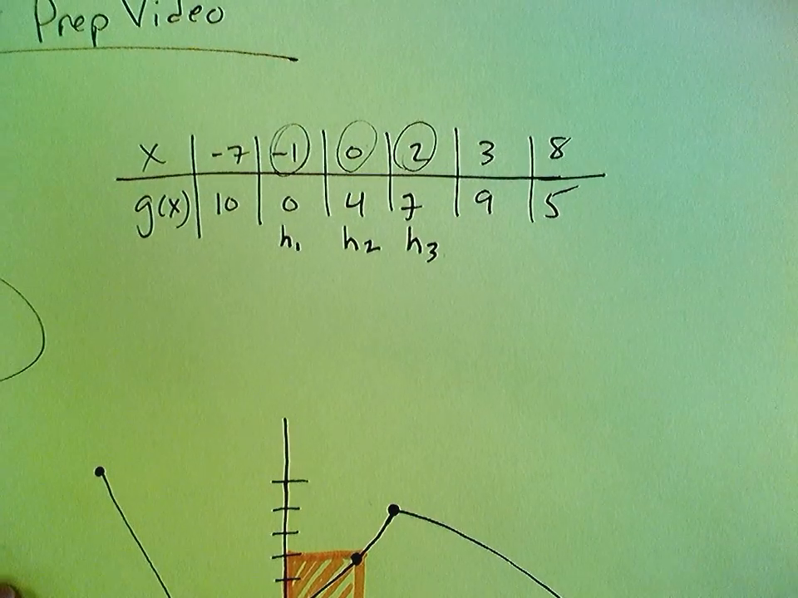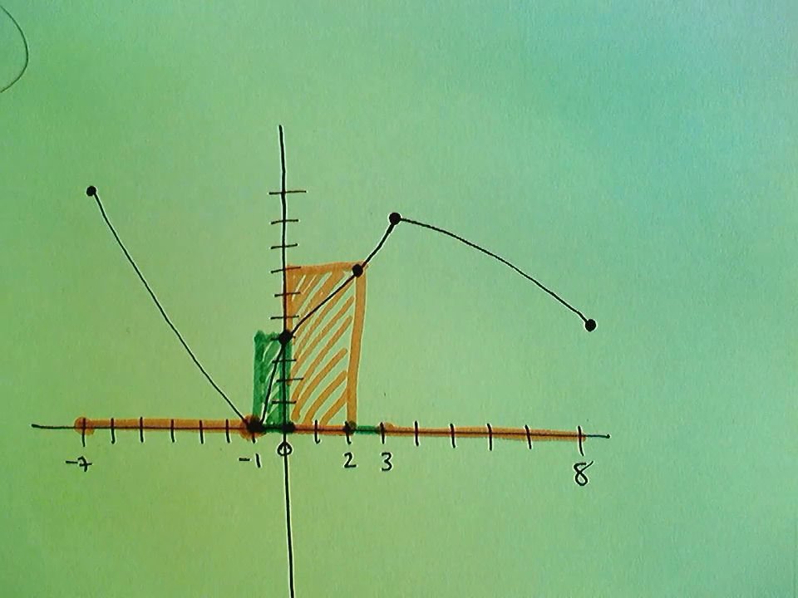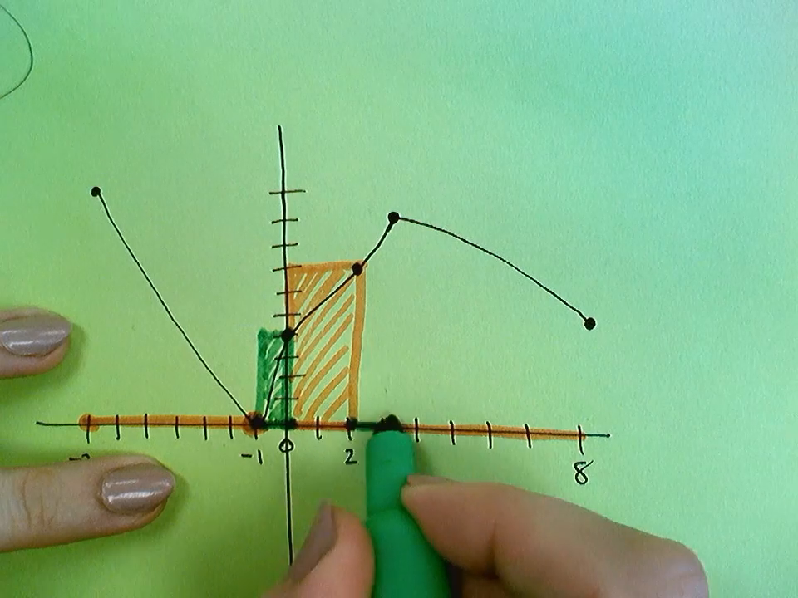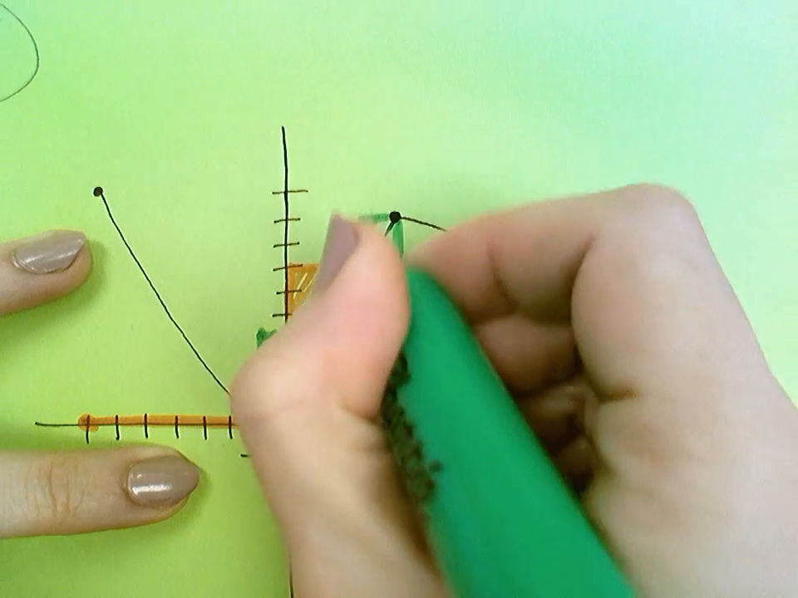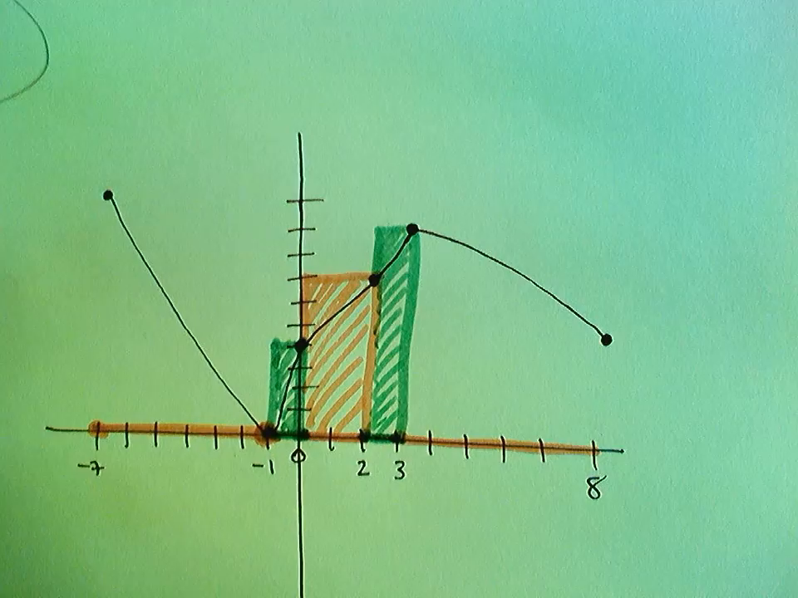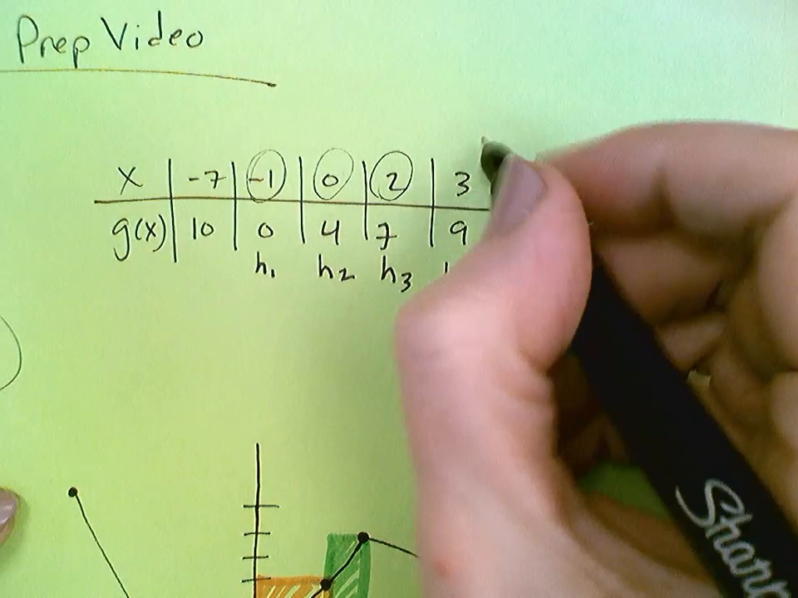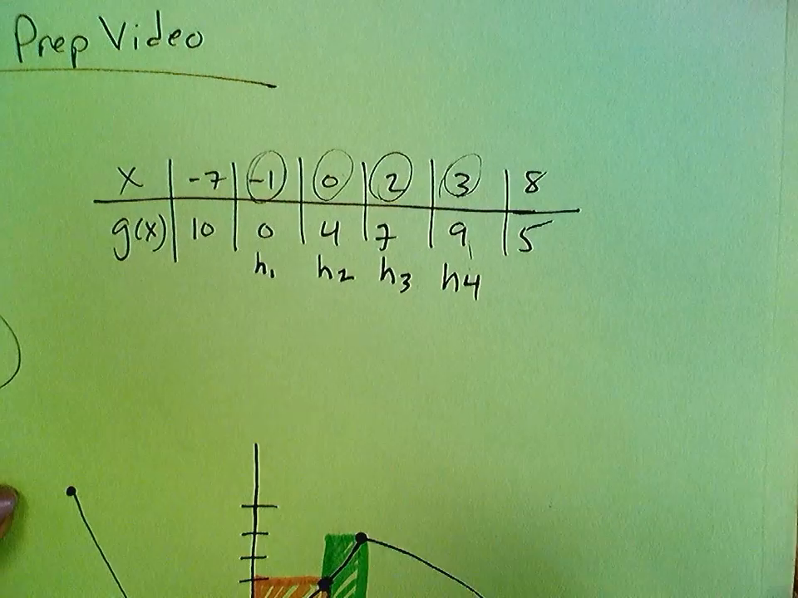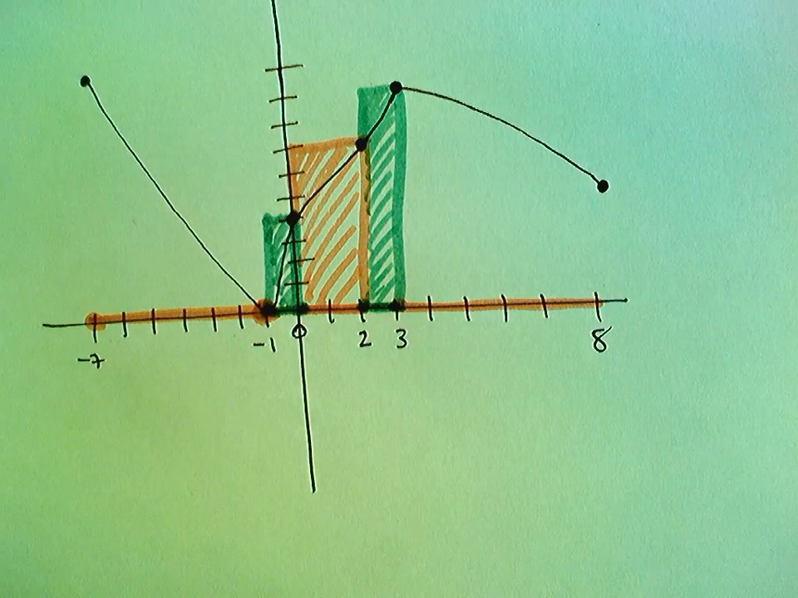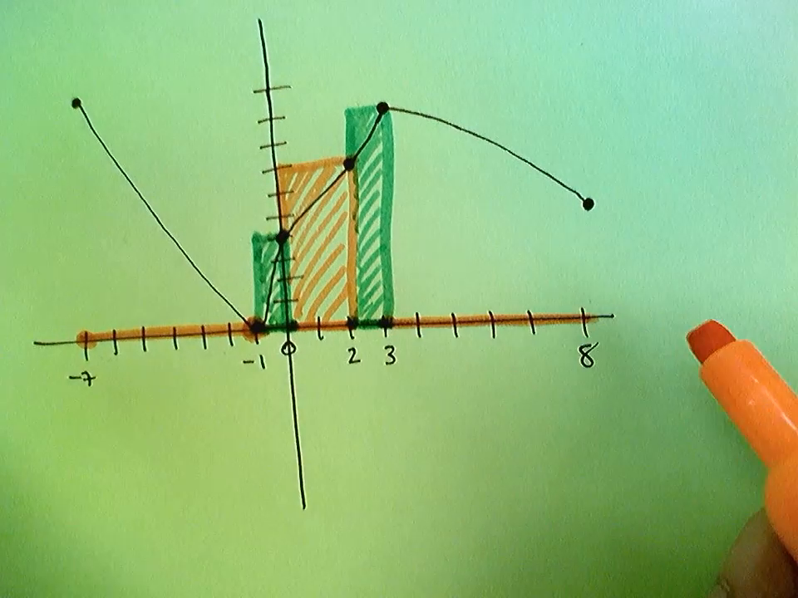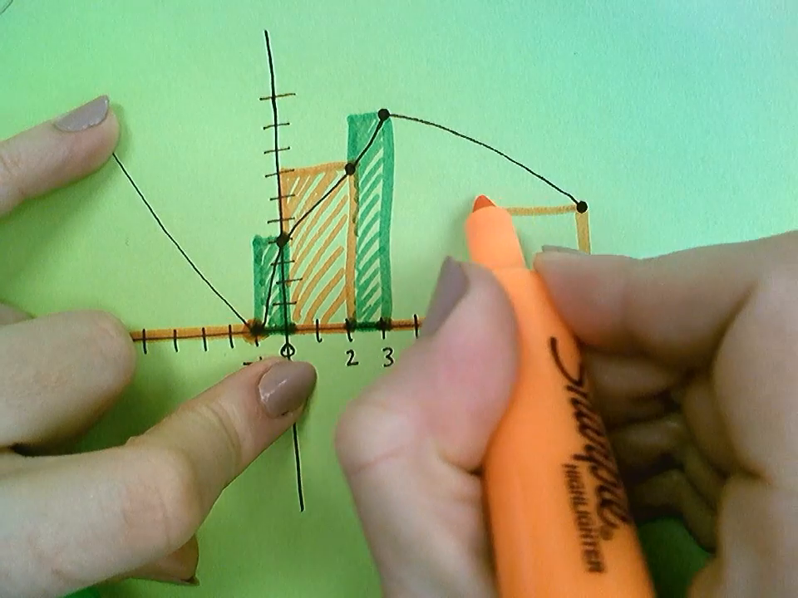So I used this endpoint, so that's the height. So 7 is the height of the third rectangle. And then for the fourth rectangle, from 2 to 3, right endpoint. So height 4 is 9. And then this will be height 5, because I'm going to use 8 for the last one. So here is the last subinterval. Left, right. Use the right one to go up to the graph.